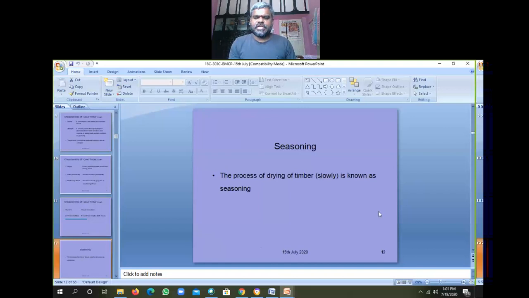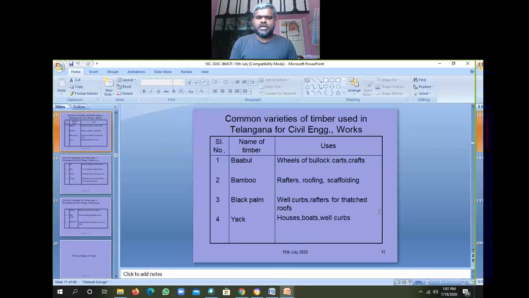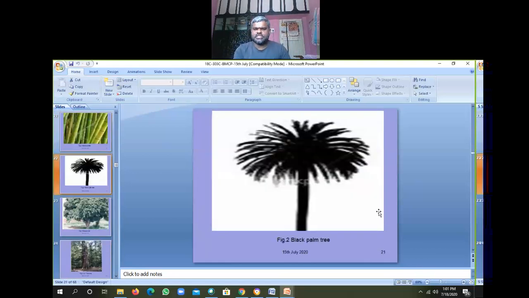The process of drying timber slowly is known as seasoning of timber. A freshly felled tree contains about 50% water, which is called sapwood. So we have to remove that sap from the timber to make it hard. It should also be fire resistant.